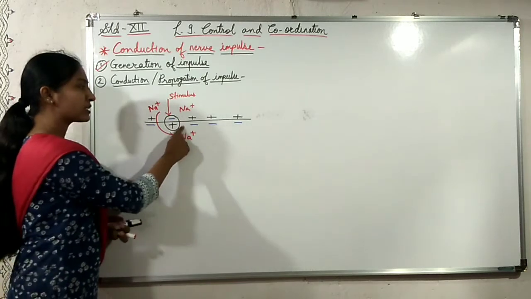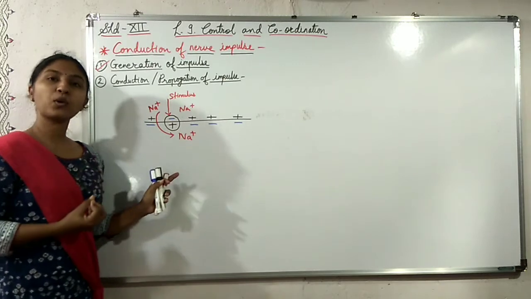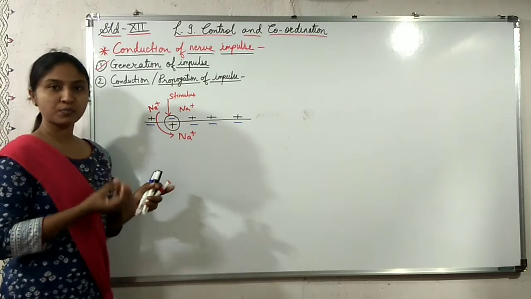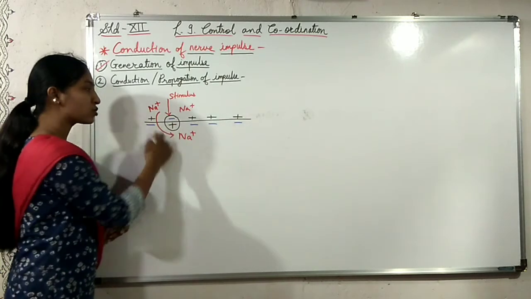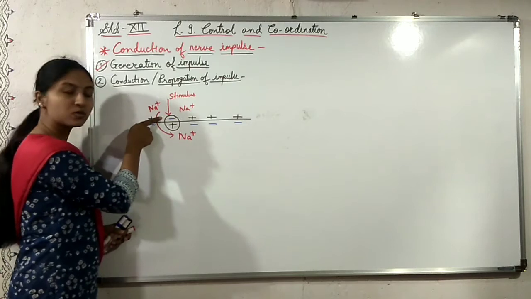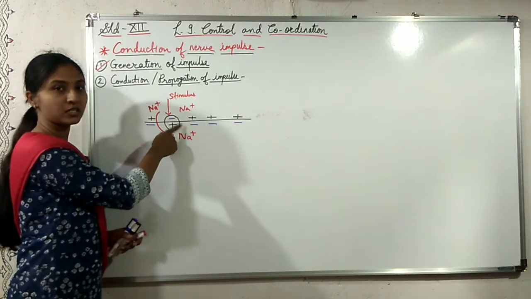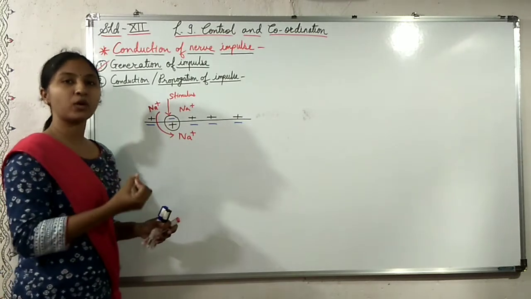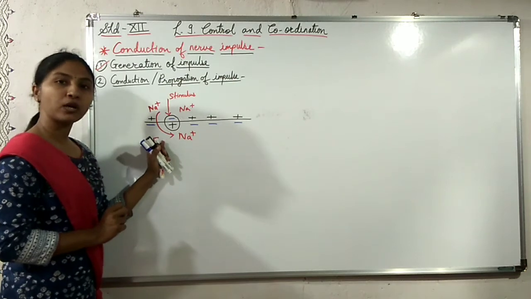Now here we say that depolarization takes place. At the beginning it was polarized: the outer side was positively charged and the inner side was negatively charged. But when the sodium ions move in, the outer side becomes negatively charged and the inner side becomes positively charged. This is said to be depolarization of the membrane. So here it gets depolarized.